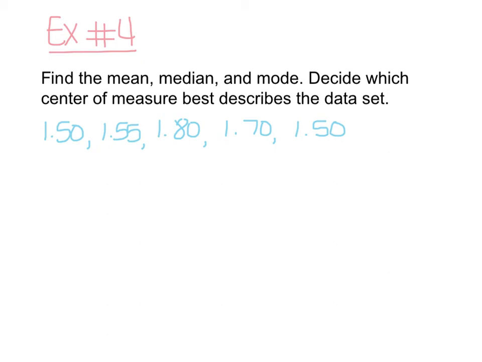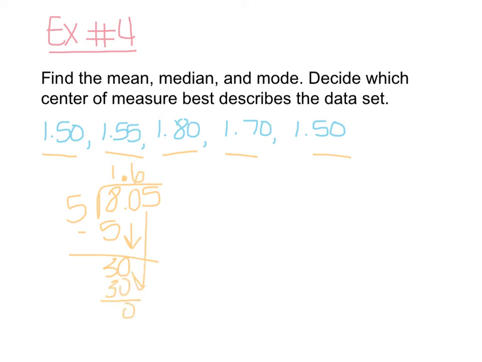Example 4. Let's go ahead and start with the mean where we add them all up and we divide by 1, 2, 3, 4, 5. When we add them up, we get 8 and 5/10, and we're dividing that by 5 because there's 5 numbers. And we just divide like normal, bring that decimal straight up. And our mean is going to be 1 and 61/100.